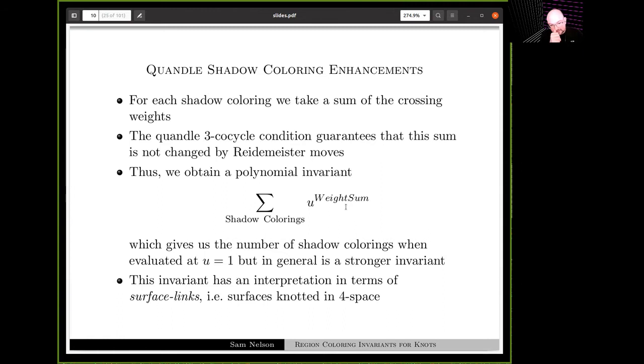Okay, and in particular, this invariant has an interpretation in terms of surface links. So you can think of the regions in the planar complement as if you fill that in with a sheet, you can think of that diagram as giving you a sort of cross section of a surface link.